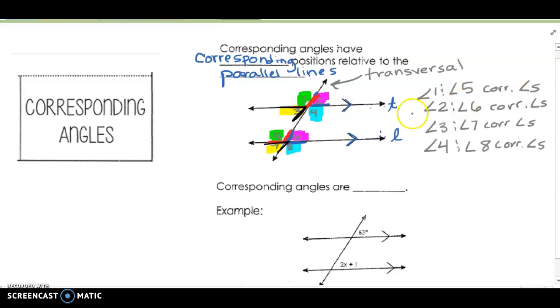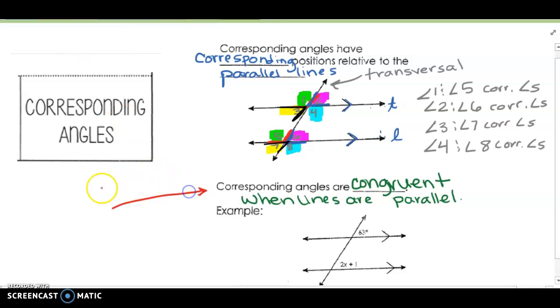All right, so corresponding angles are congruent, and I'm going to add to this, are congruent when lines are parallel. Okay, we have a theorem that says this. This is the corresponding angles theorem. So the corresponding angles theorem tells us if two lines are parallel, then the corresponding angles are congruent.